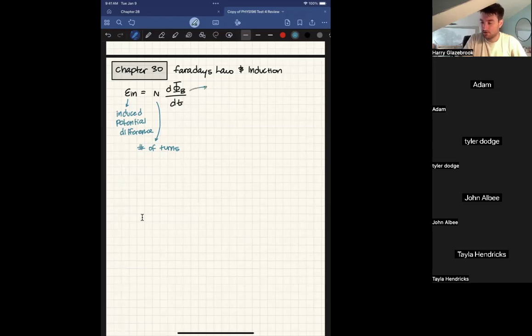This guy up here is called the magnetic flux. Magnetic flux. And it's very similar to electric flux. It just equals the integral of the magnetic field through some area. And for the most part, you're not going to use this integral. You're just going to use B dot A, where B is the magnetic field in Teslas, and A is the area.